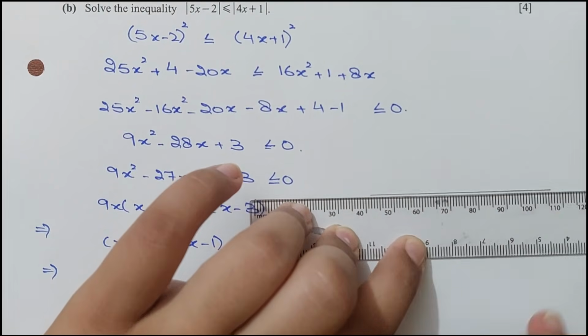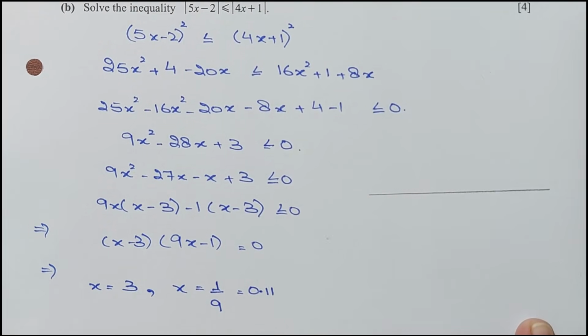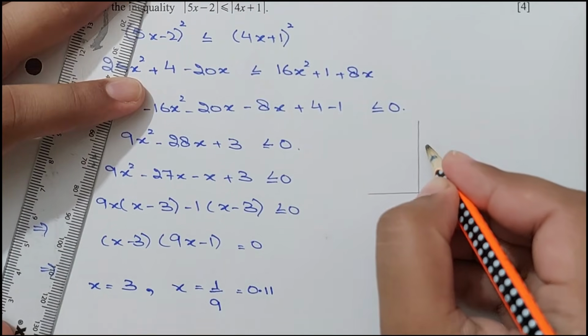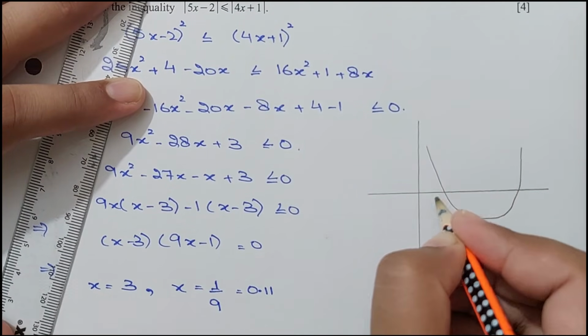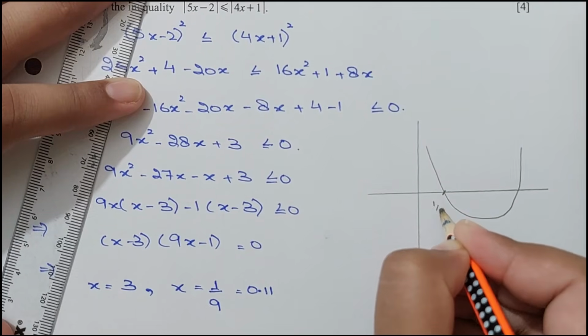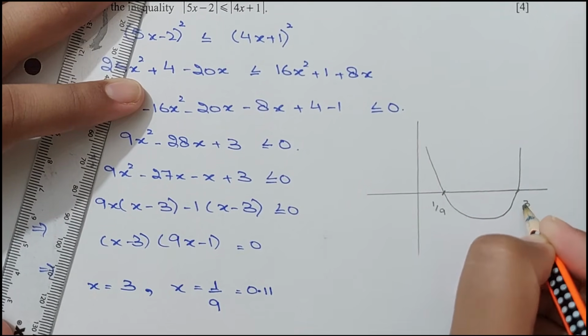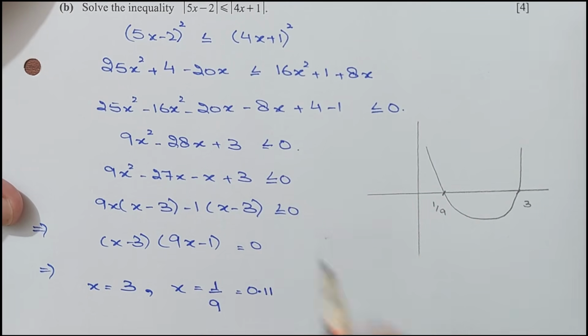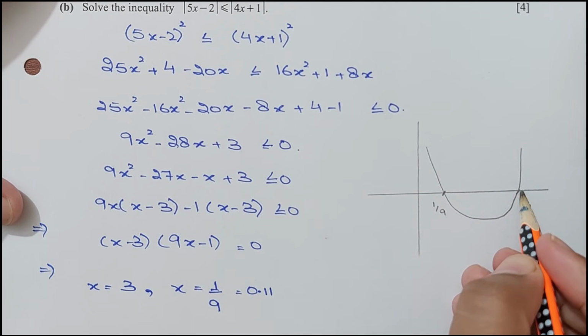Okay. Both zeros are positive, which is 3 and 0.1. So if I can say this is the shape of the parabola, this is 1 by 9 and this is 3, the two zeros, right? Now this is less than or equal to, right? At equals to, it's 1 by 9 and 3.